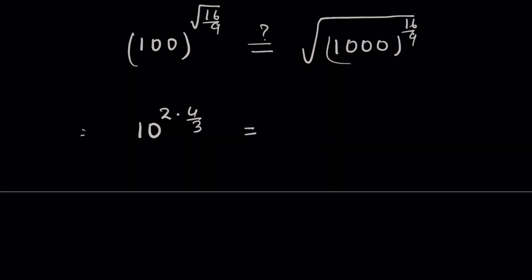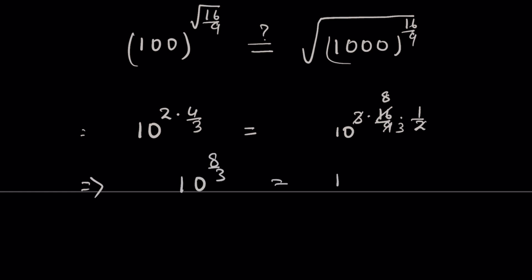This side, 1000 we can write as 10 to the power 3 times 16 upon 9, and square root means 1 upon 2. 2 times 8 is 16 and 3 times 3 is 9. So this side also we have 10 to the power 8 upon 3, and this side also 10 to the power 8 upon 3. LHS equal to RHS. Answer is verified.